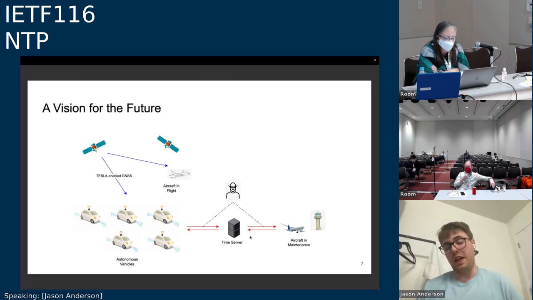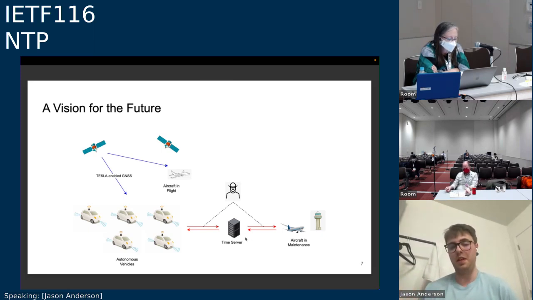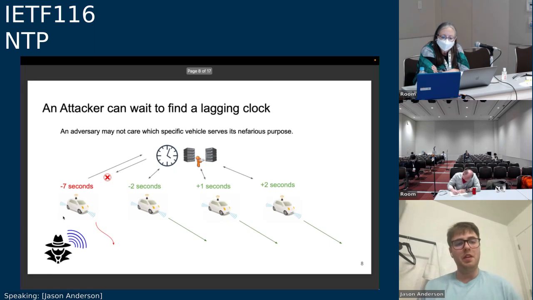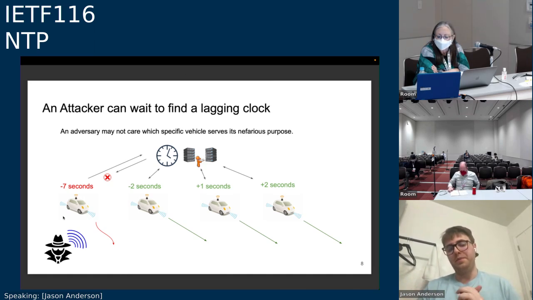So what that's going to look like is we'll have a nice clock on the aircraft, and then through periodic maintenance, we'll do synchronization. But for autonomous vehicles, I anticipate that the autonomous vehicle can just synchronize whenever it wants. So for an attacker, the attacker only needs to wait and find a bad vehicle. I might not particularly care about which specific vehicle is bad, but once I find a vehicle, I can drive it off the road.